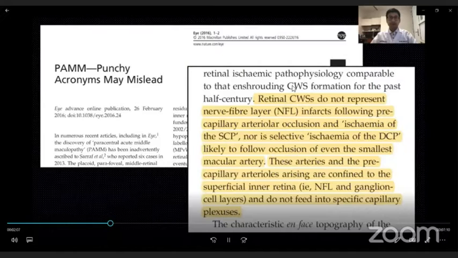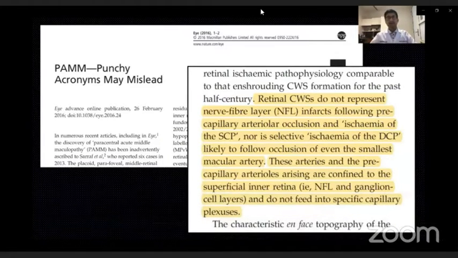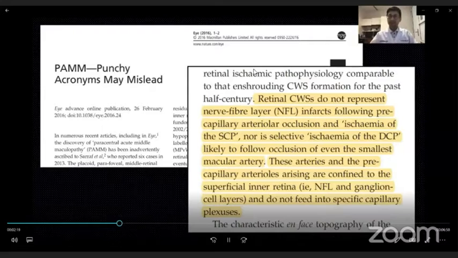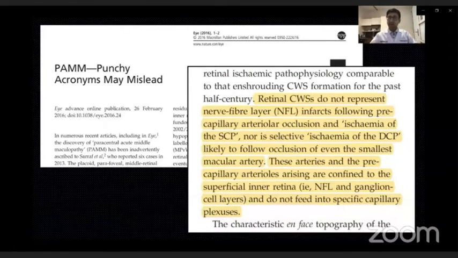Now, PAM is a newly described entity, relatively new since the advent of OCT, but we must remember that there is no possibility of only an isolated intermediate capillary plexus infarct, for the simple reason that there are small arterioles which connect these plexi together. So sometimes you may be misled by some of these acronyms which are being used in the literature.